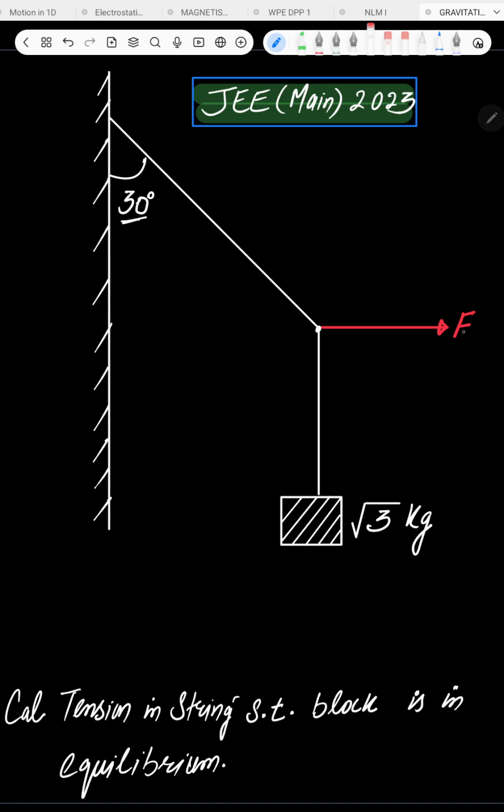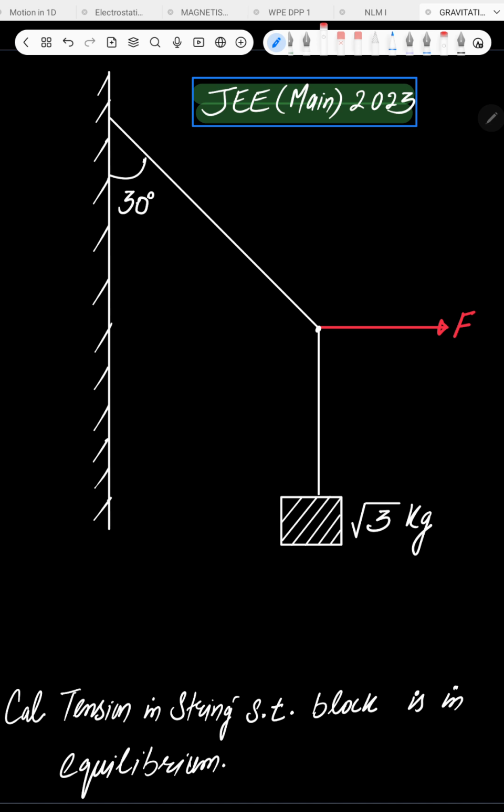Now, when an external force, which is capital F, is applied somewhere here at the midpoint of the string, such that the upper part of the string makes an angle of 30 degree with the vertical. This angle is given to you, that's equal to 30 degree. So that's given to you.